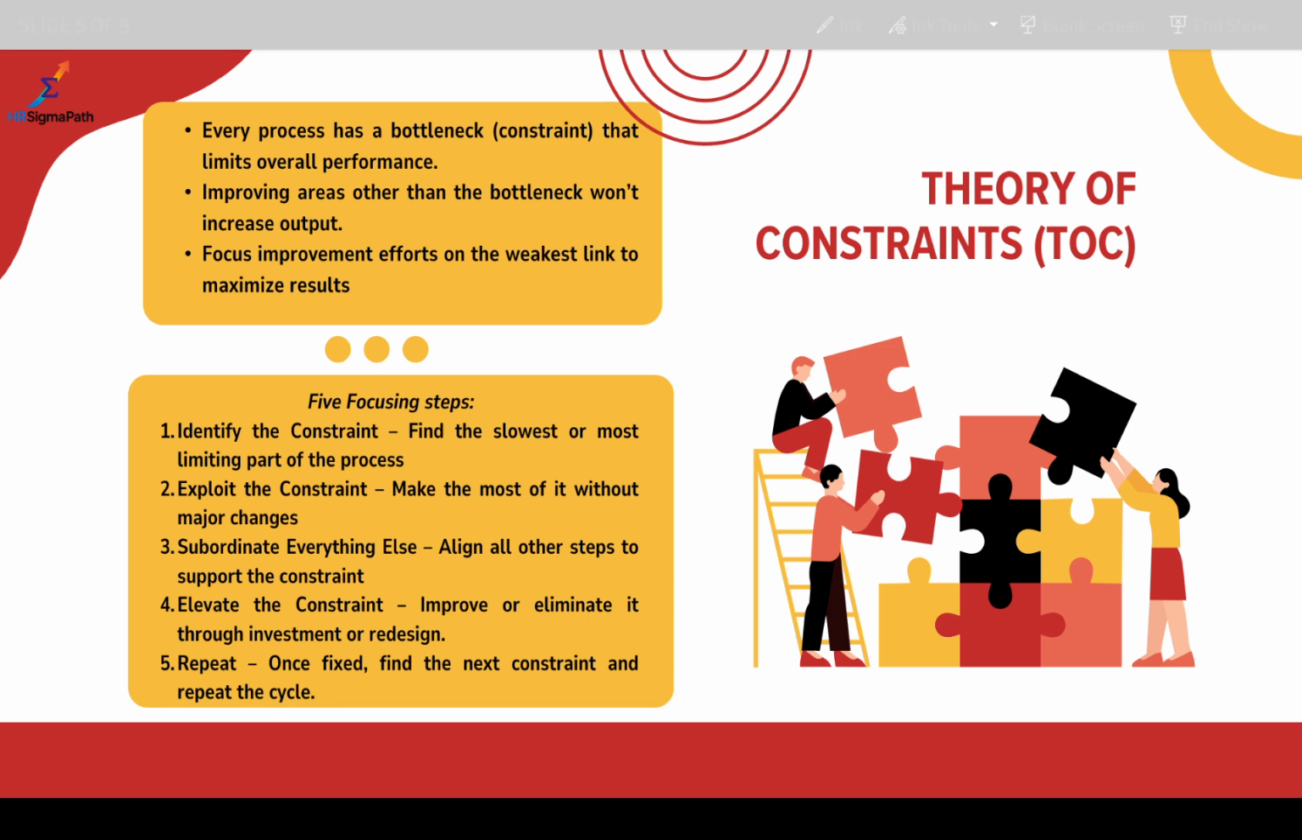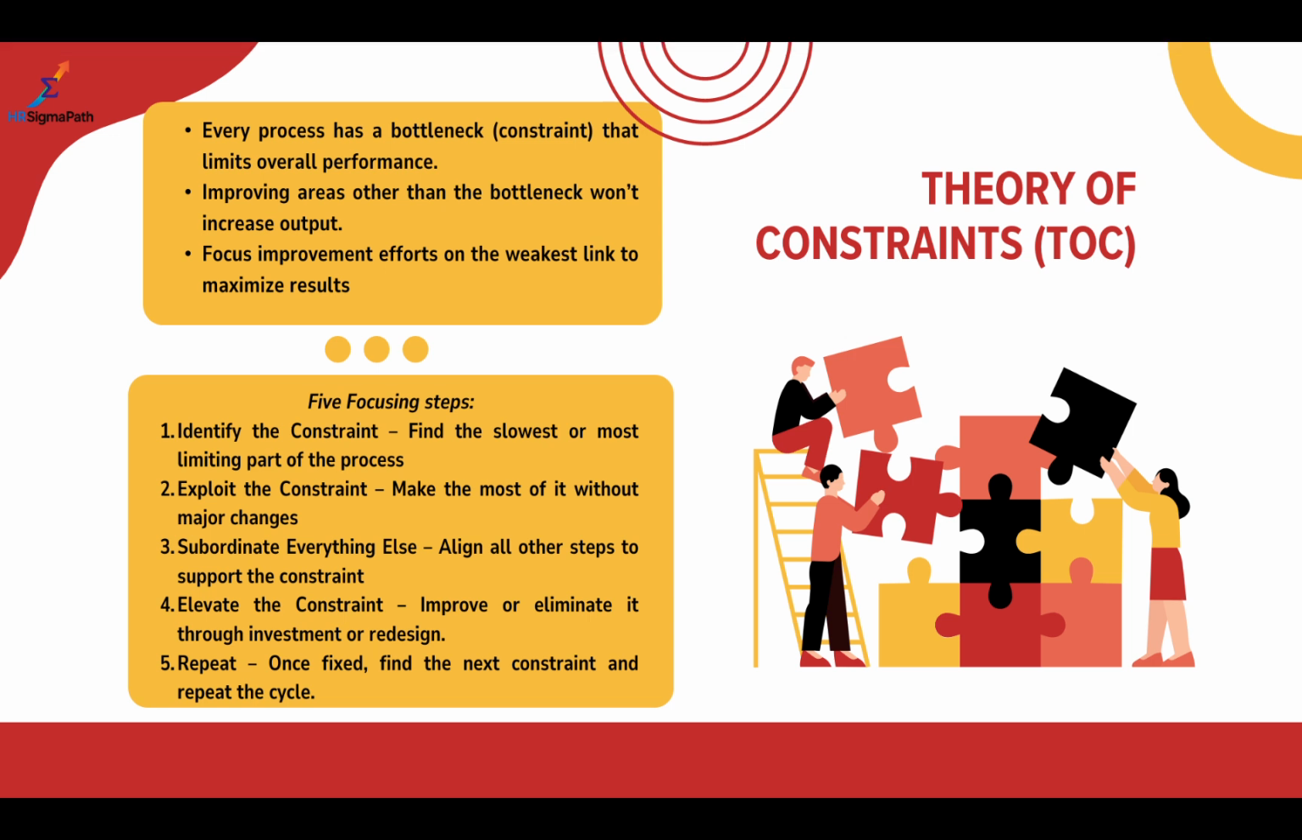Now there is the theory of constraints. What is the theory of constraints? TOC is like fixing the slowest part of an assembly line. Every process has a bottleneck or a constraint that limits overall performance, and improving the areas other than the bottleneck won't increase output. It focuses improvement efforts on the weakest link to maximize the result. So you find the bottleneck, improve it, and move on to the next.